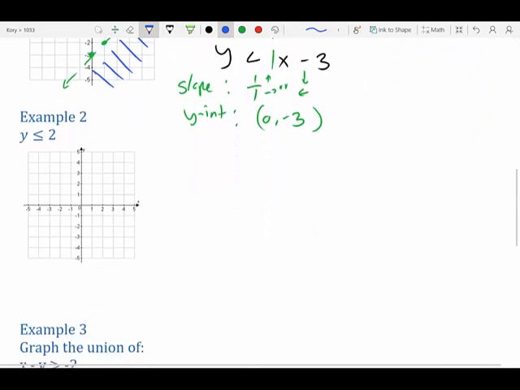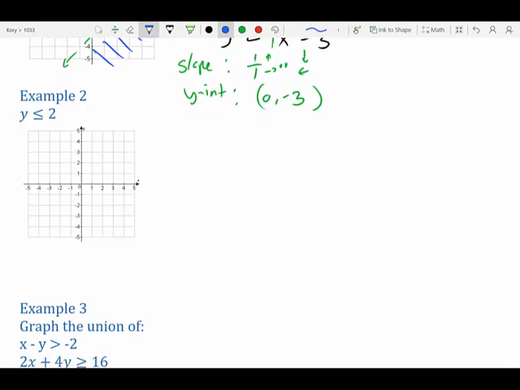Example 2. Now it's a special line. Is this going to be horizontal or vertical? Do you know? Horizontal, because it's y. So y equals 2, that's where we're going to go. So we have a horizontal line. We go to y equals 2, it's right here.